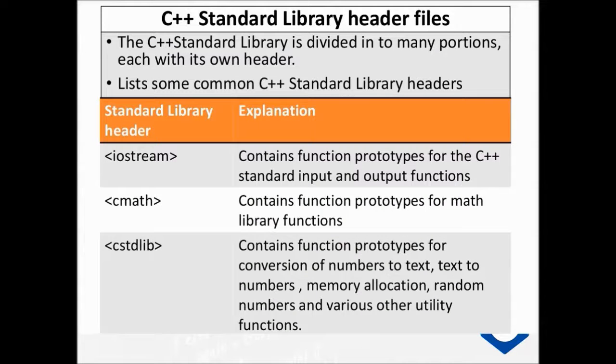So at the end of this chapter, we see some C++ standard library header files. The C++ standard library is divided into many portions, each with its own header. Some common C++ standard libraries are iostream, cmath, cstdlib.